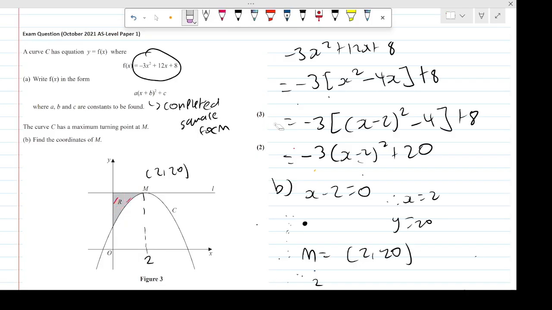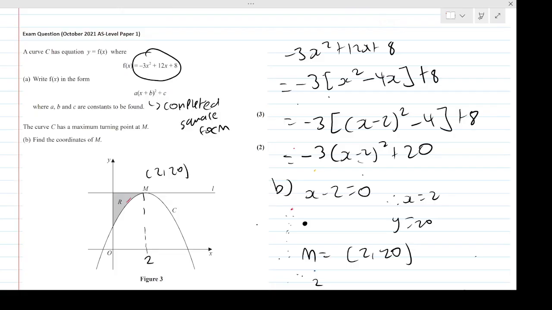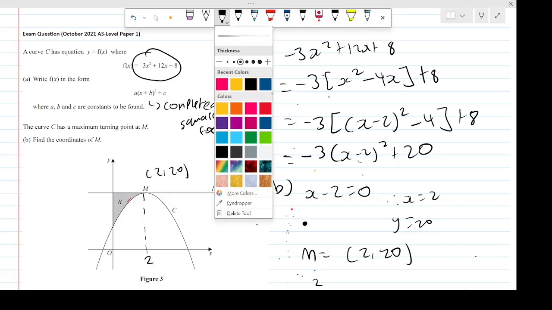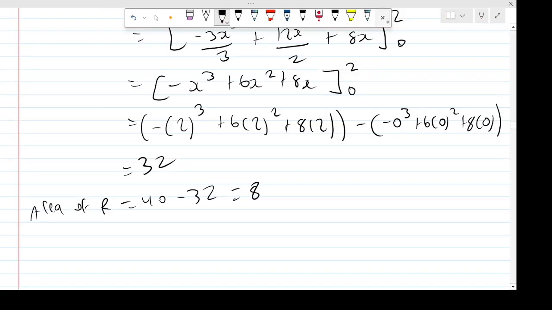Okay, so I did the area under the line between 0 and 2, take away the area under the curve from 0 to 2. There we are. Okay, let's turn that back. There we are. Okay, final exam question. Here we are.